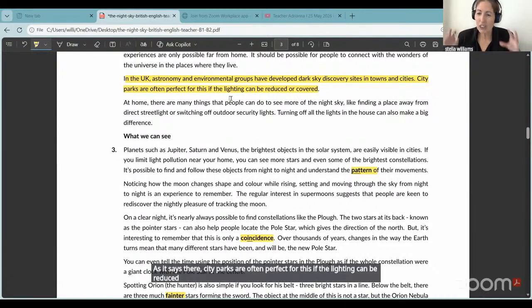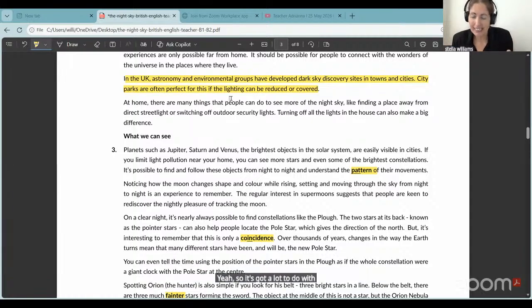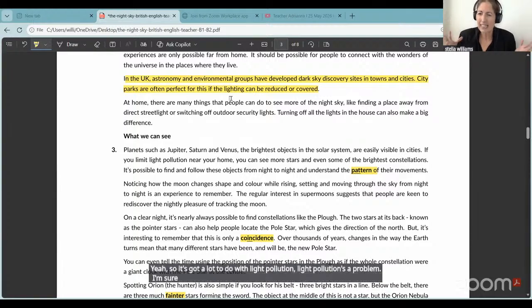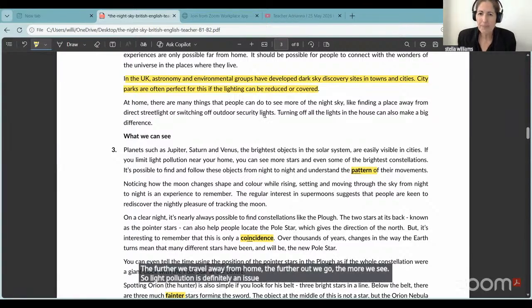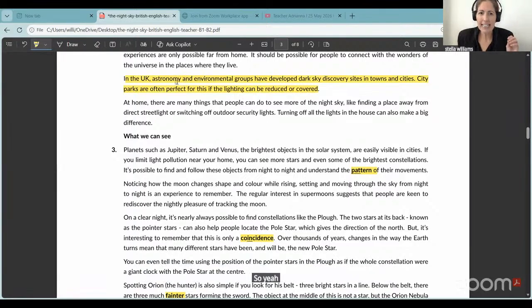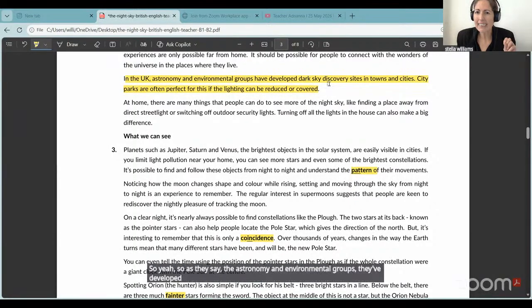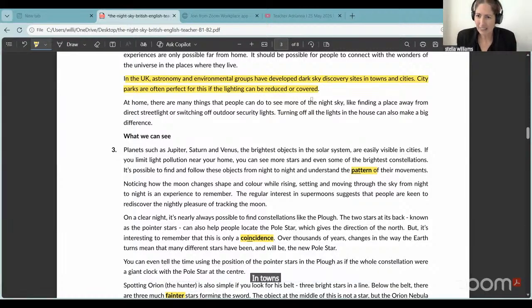So it's got a lot to do with light pollution. Light pollution's a problem. The further we travel away from home, the further out we go, the more we see. So light pollution is definitely an issue. As they say there, astronomy and environmental groups have developed dark sky discovery sites in towns and cities. May I read?